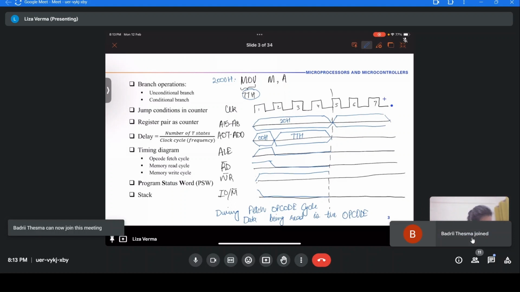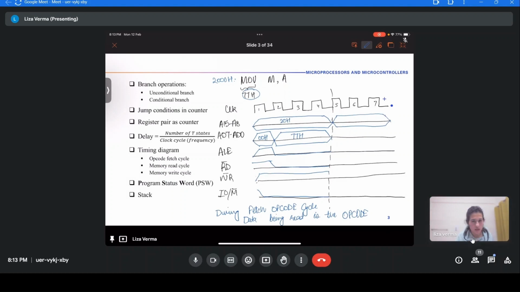And what is that address? The address pointed by the memory pointer, M. Yes, the address. Higher byte of address of M. I hope you understand, right? So this will contain the higher byte of address of M during this first T cycle.